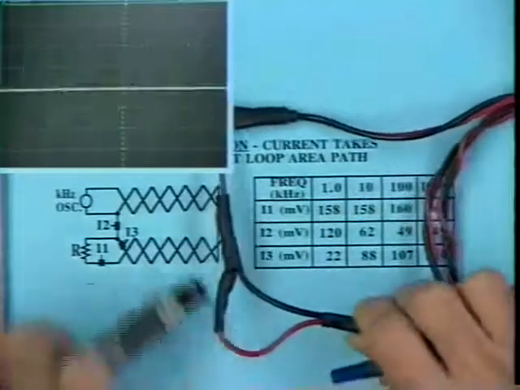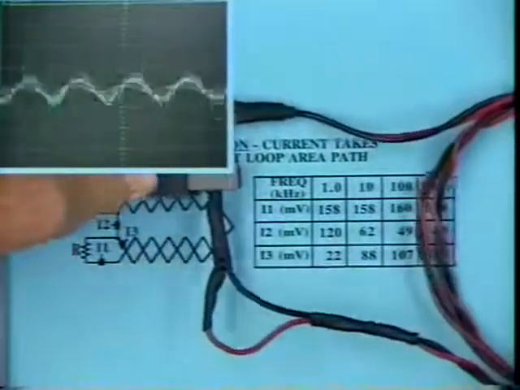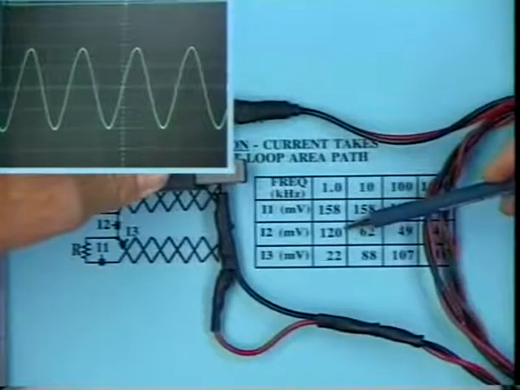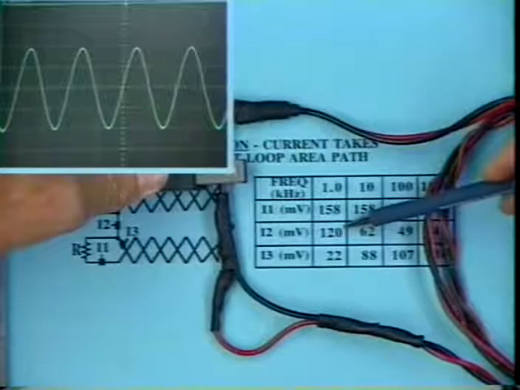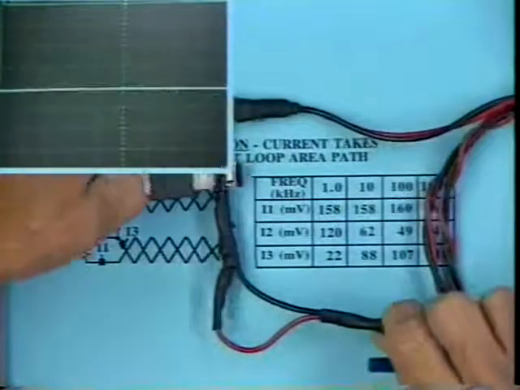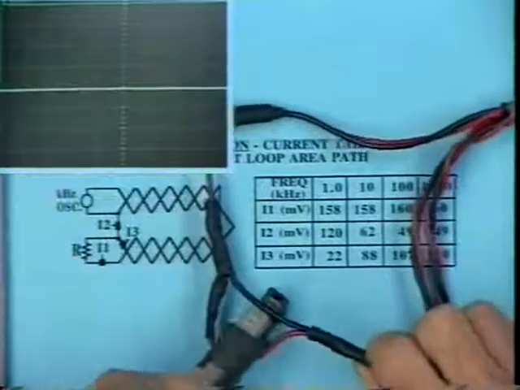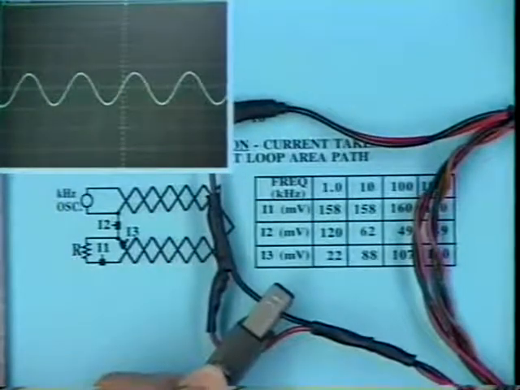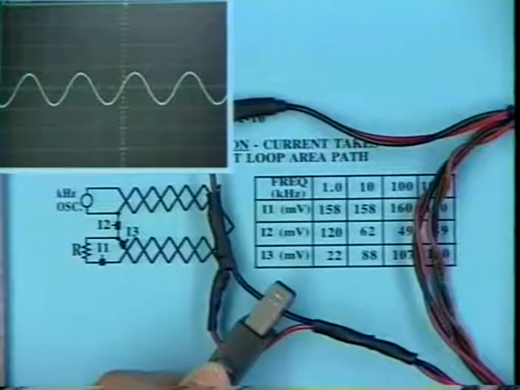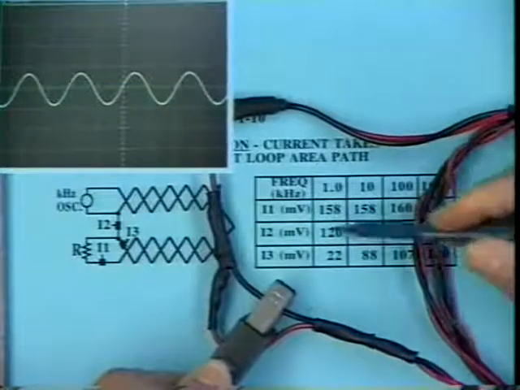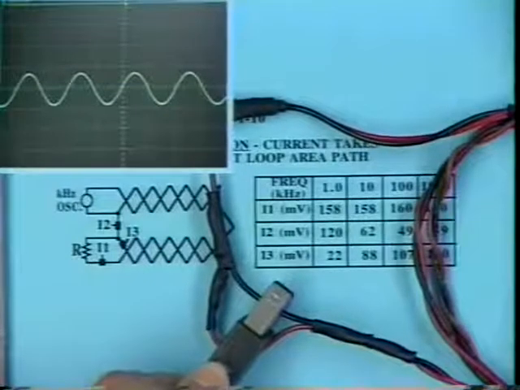How much of the total current is on the short path? Well, again, not all of it, but the majority of it. Say 120 millivolts worth of the total current. How much does that leave for the other path in the twisted pair? Well, probably the difference between the two, which in this case is about 22 millivolts. These do not add up exactly to be the total of 158, but they're fairly close.